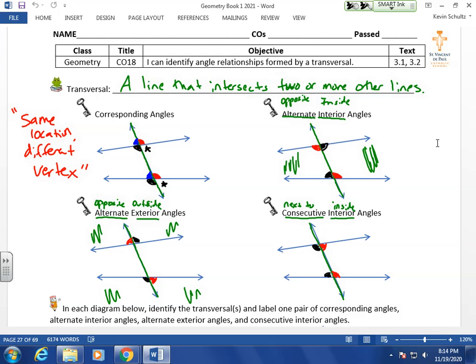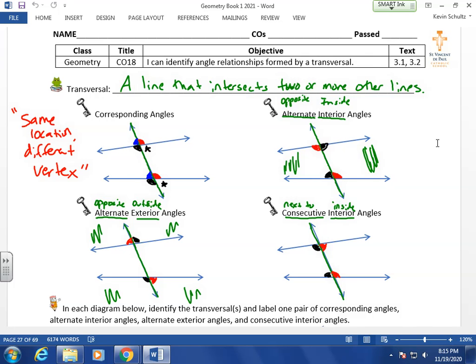But notice that our pair of angles, our red angles here, are on opposite sides of the transversal. The black ones are on opposite sides. Here, our red are on the same side, and black is on the same side. So that's the difference between alternate interior and consecutive. Okay, but there you have the four names of the angle relationships that exist when you have a transversal.